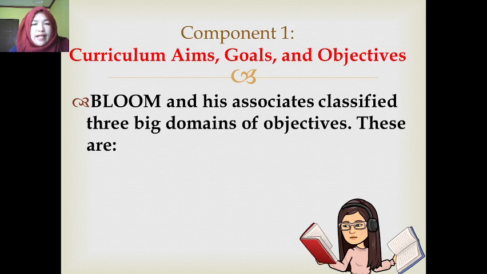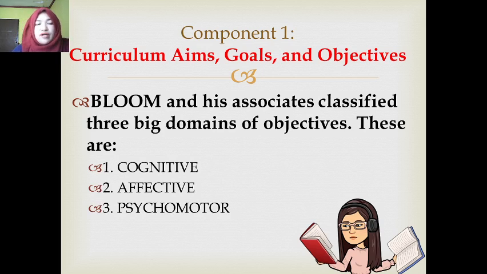Bloom and his associates classified the three big domains of objectives. These are the cognitive, the affective, and the psychomotor. When you are making your lesson plan, you have to give three objectives. And you don't just make up objectives because you happened to think that is what they will learn. No. You have to consider these three big domains. Get three objectives: one objective for cognitive, the second for affective, and the third for psychomotor.